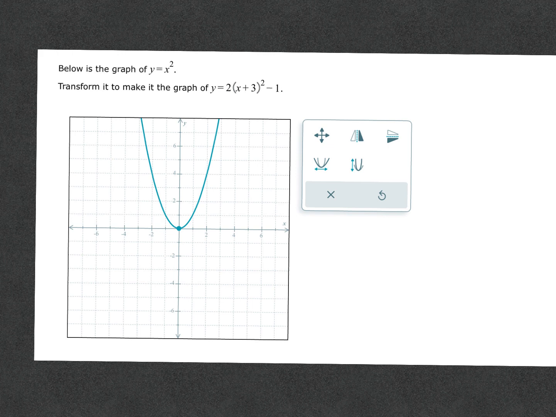Okay, so here we're given the parabola y equals x squared, and we're supposed to transform this. So when we look at this, our vertex is going to be, pause for a second, -3, -1. Change the sign of h, keep the sign of k. And our a value is +2. The positive means we're normal or up, and the 2 means we're skinny. So we don't need to reflect this time.